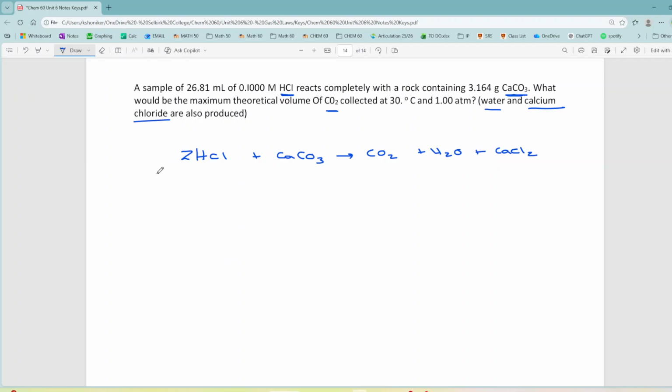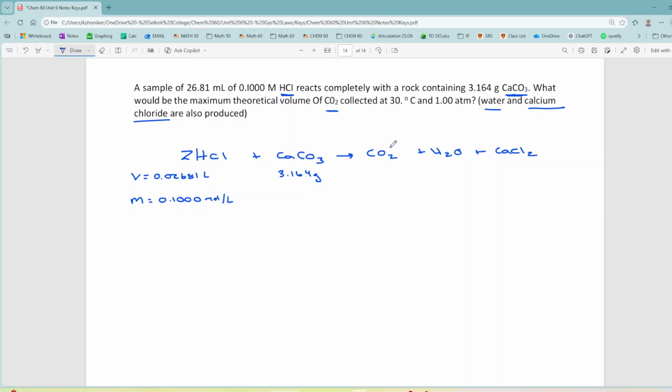And then I like to put in what I know. So I know the volume of hydrochloric acid is 0.02681. We want everything to be in liters. But they've given us a molarity of 0.1000, right? And remember, that's moles per liter. They've given us the mass of the rock, so 3.164 grams of calcium carbonate.